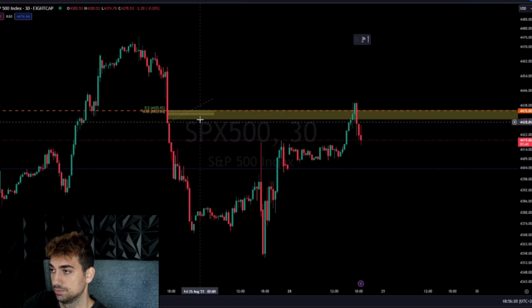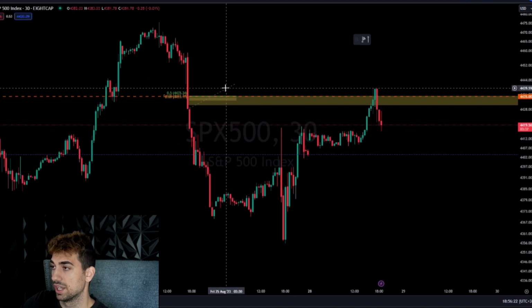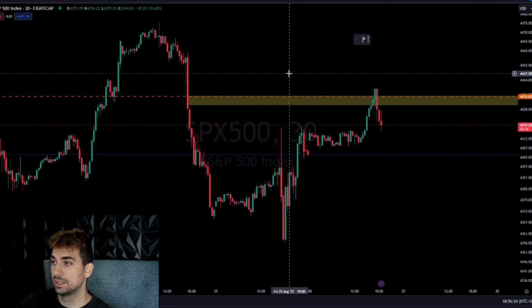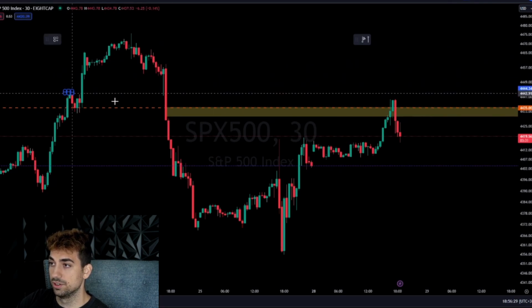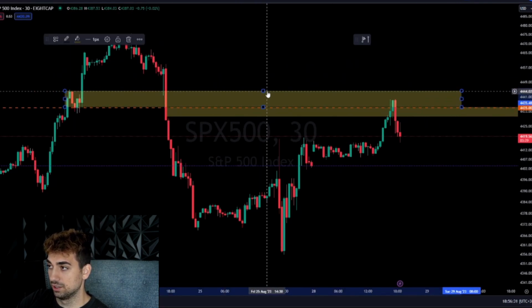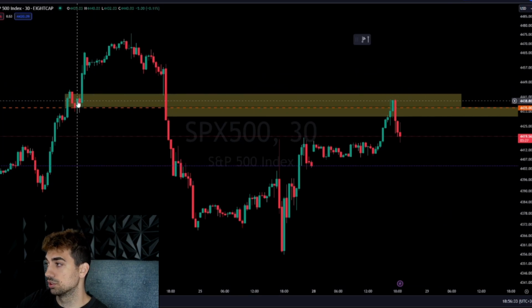Right here. So for 435, again, it lines up with the top of a golden pocket. And also I was looking at this previous 30-minute consolidation right here. You guys can see this 30-minute consolidation.